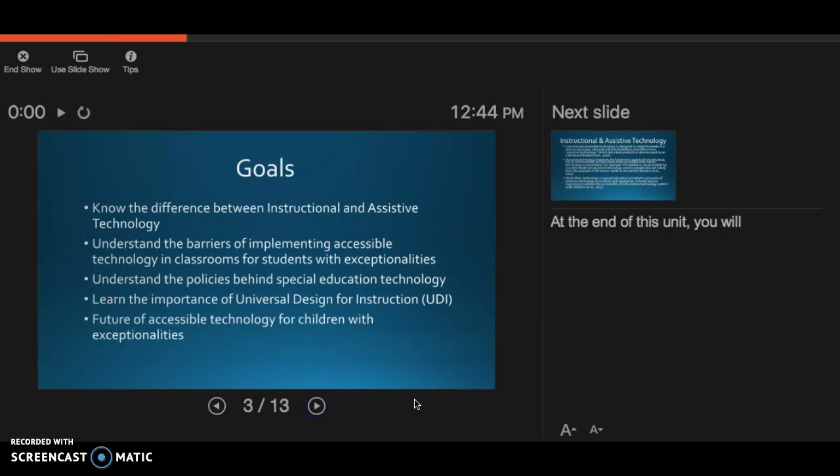The goals for this week are to know the difference between instructional and assistive technology, understand the barriers of implementing accessible technology in classrooms for students with exceptionalities, understand the policies behind special education technology, learn the importance of universal design for instruction, and the future of accessible technology for children with exceptionalities.